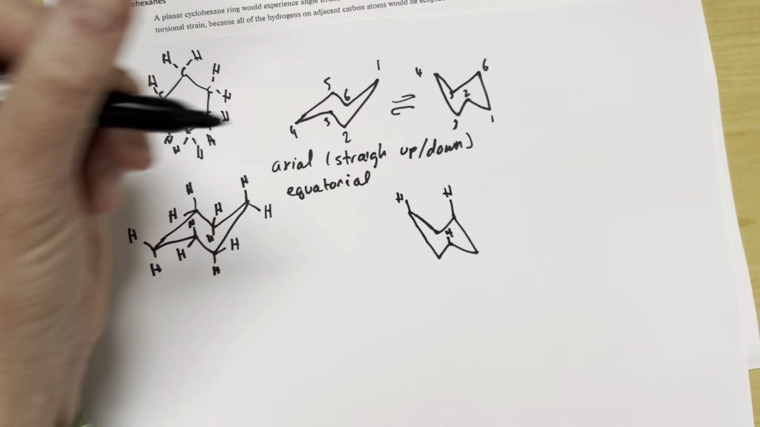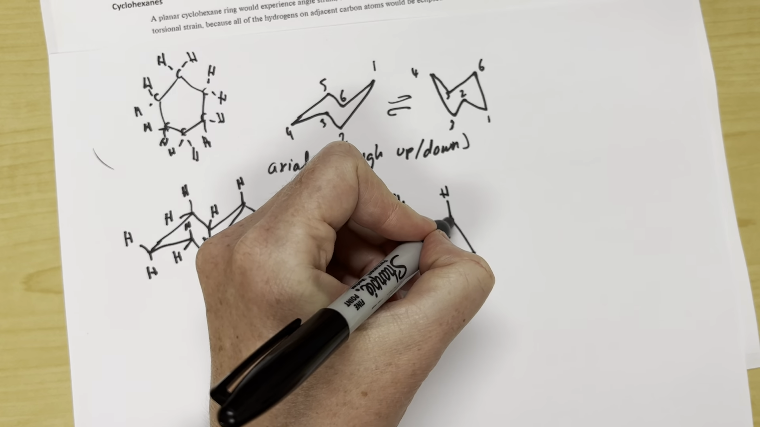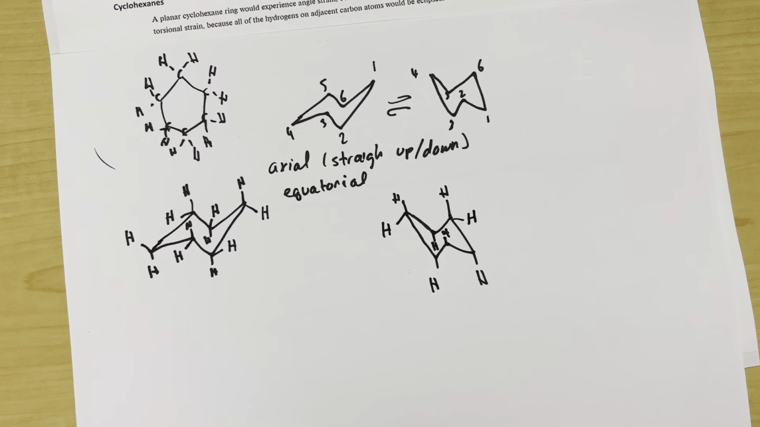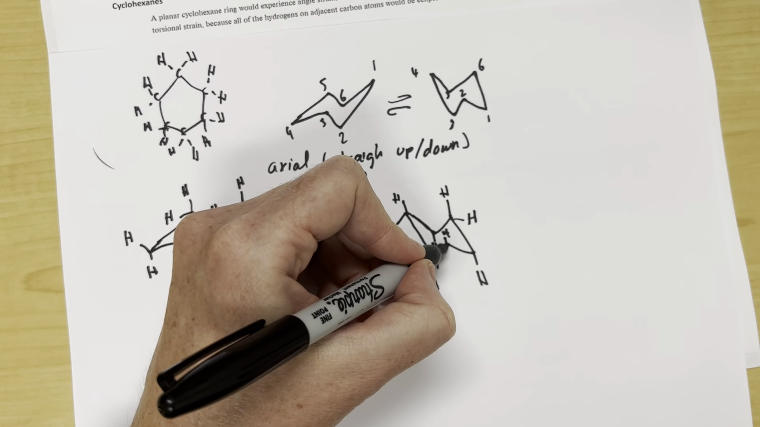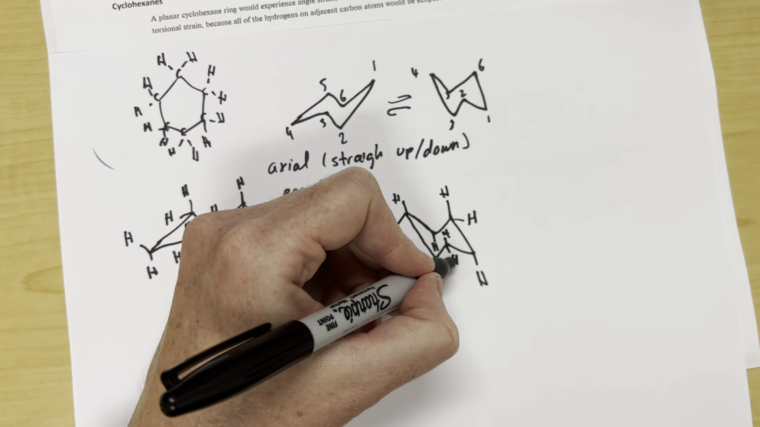If this one is up, it must have an equatorial down into the side. This one was up, it must have an equatorial down into the side. This one was up, it must have an equatorial down to the side. And now if it's down, it must have an equatorial up into the side. And this one here has an equatorial like that. So get used to it.